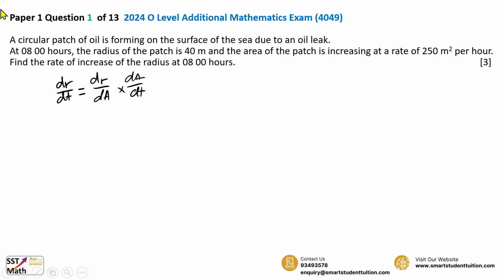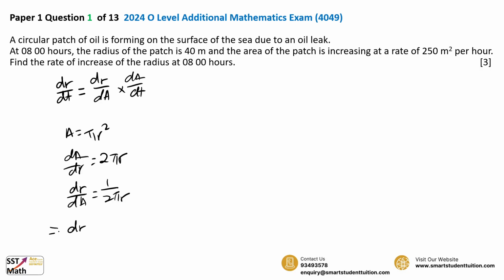So since it's a circular patch of oil, we have a relationship A equals pi r squared for the oil, and from there we can get the derivative dA over dr. I'm going to show you how now. Now A equals pi r squared, this is the relationship. dA over dr will be equal to 2 pi r, right? Therefore, dr over dA must be equal to 1 over 2 pi r, right?